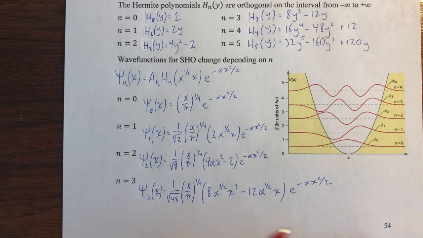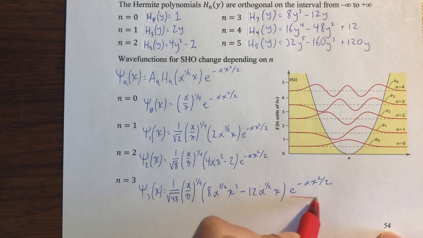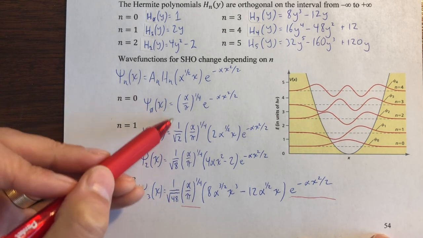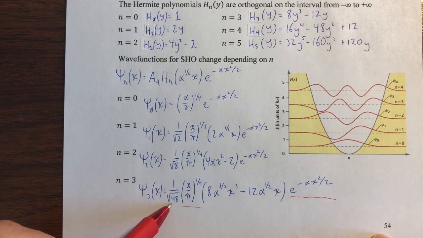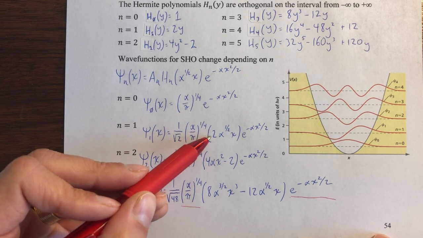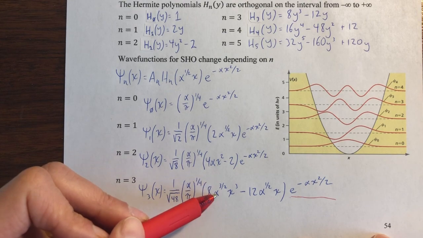So you'll probably see a pattern where e raised to the negative alpha x squared over 2 and alpha over pi raised to the 1/4 exist in all of our wave function equations. So really the only things that are changing are whether or not we have a coefficient and whether or not we have an expression in the middle that contains alpha and x.